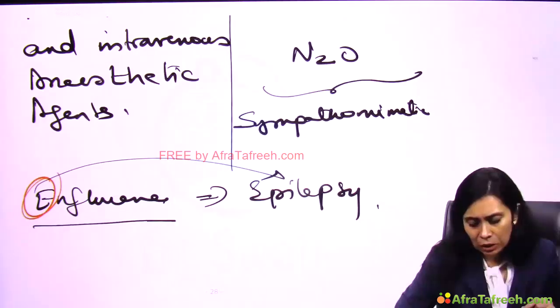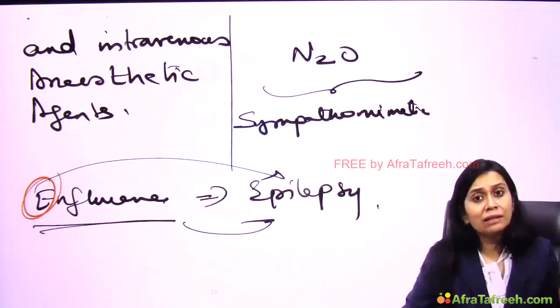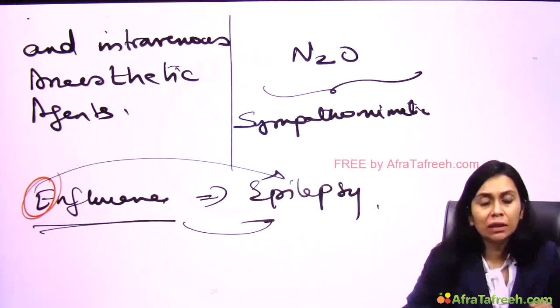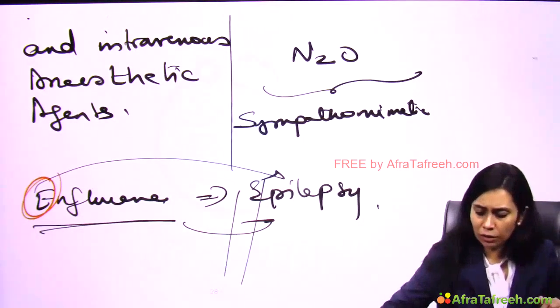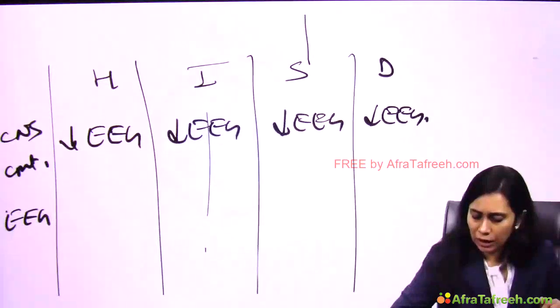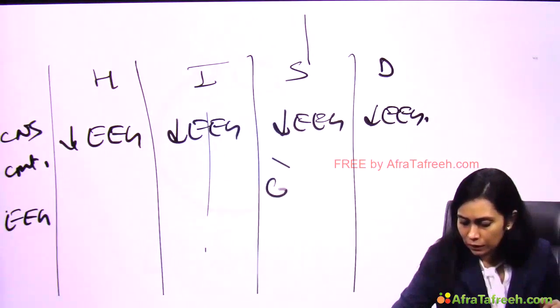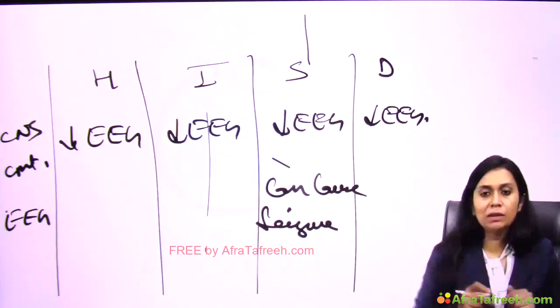When enflurane is not an option for the epilepsy question, go for sevoflurane as the second agent which can precipitate seizure. Normally in humans, cases of precipitating seizure have not yet been reported, but animal studies have shown that it can precipitate seizure. The question has been asked, so you have to keep it in mind. Okay? So sevoflurane can cause seizure. Got it?